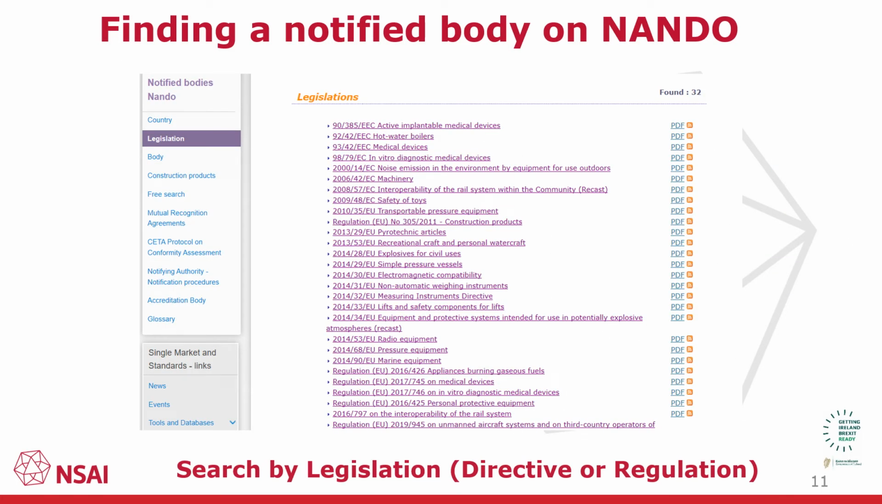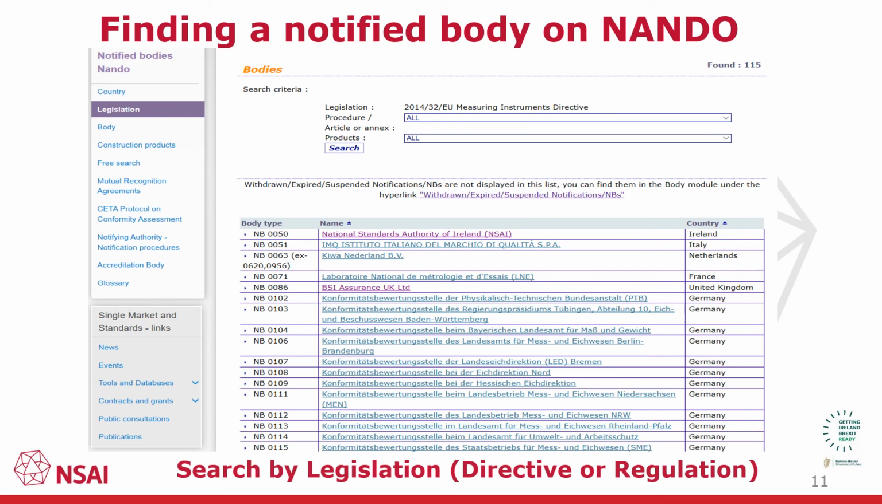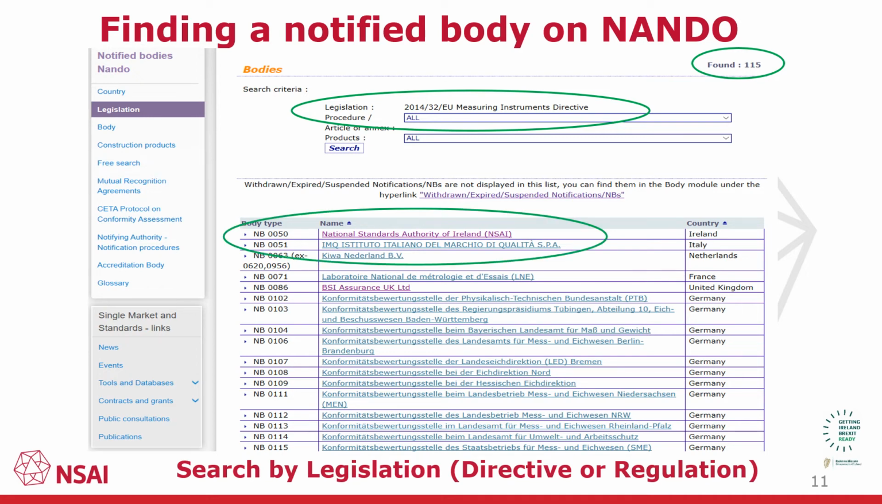Let's search now and give you an example of searching under a particular directive and see how many notified bodies are for that. So we take the Measuring Instruments Directive of 2014. Here you can see under legislation that the Measuring Instruments Directive procedure comes here. These are the bodies. There are 115 notified bodies under that directive, and Ireland is a notified body for the Measuring Instruments Directive.